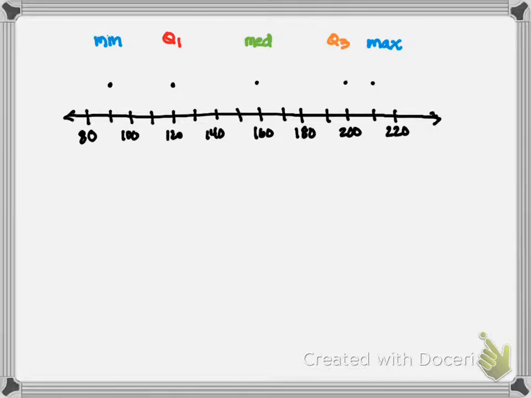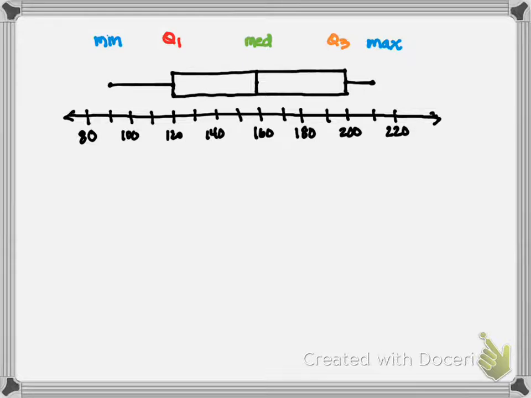Now, let's draw in the box. So we draw vertical lines through our quartile 1, median, and quartile 3, and we connect them up. And then we connect the whiskers to the box, or the box to the whiskers, however you want to say that. And that's what we got. So minimum, maximum, quartile 1, quartile 3, and median.